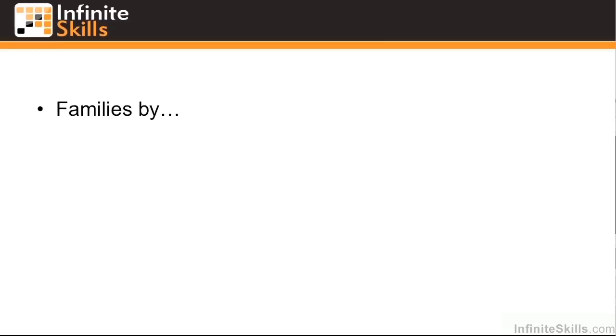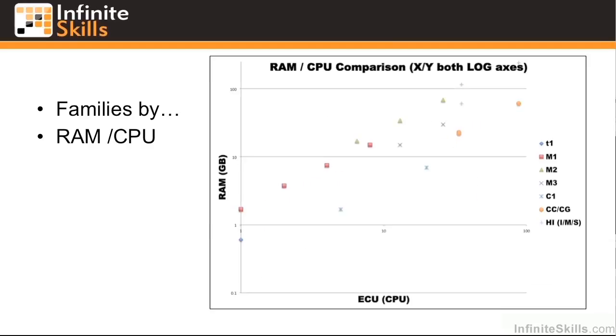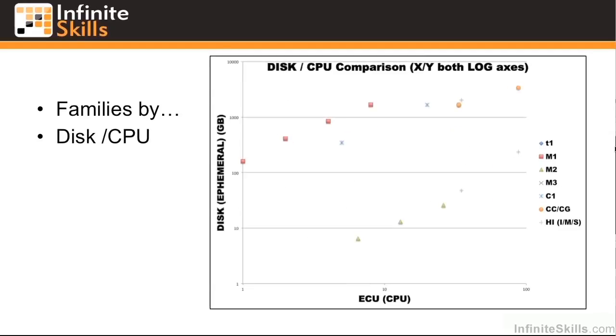Let's look at some of these families. First, let's look at the family of RAM CPU. If we look over at our key on the right, we see that we have T1s, M1s, M3s, and so forth. These are grouped according to their icon. One thing to note about this graph and the next graph is that both of these axes are log. So this machine up here has 100 gigabytes of RAM versus this machine down here, the T1 Micro, which only has a couple. There's also families by disk and CPU.